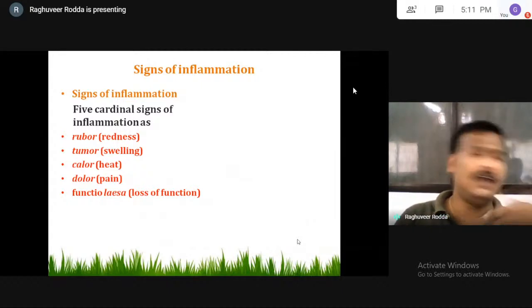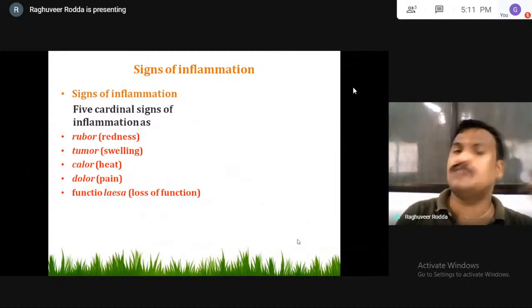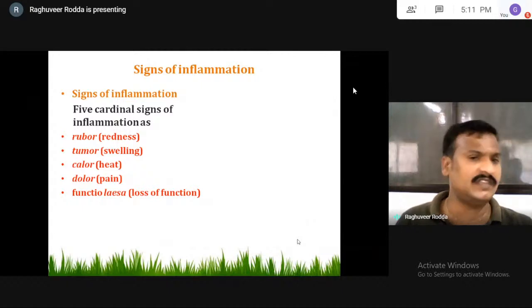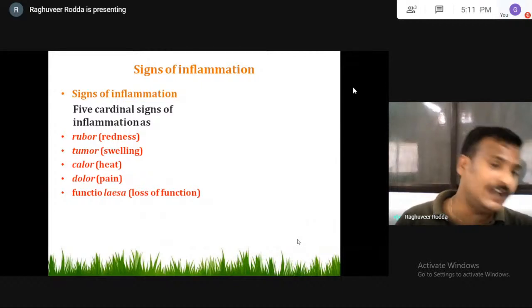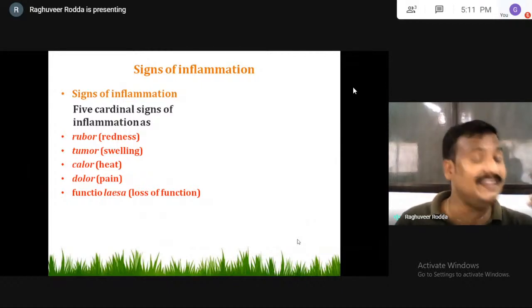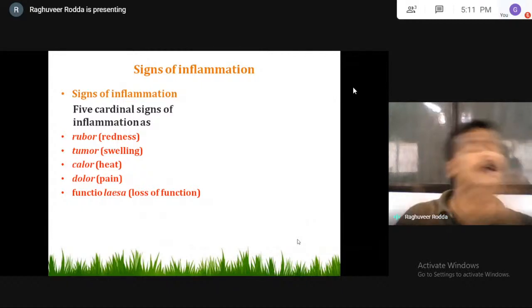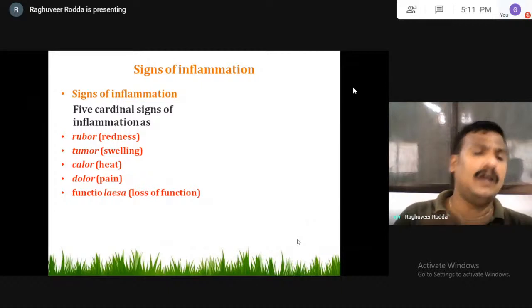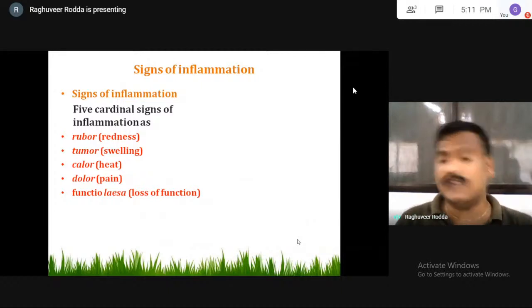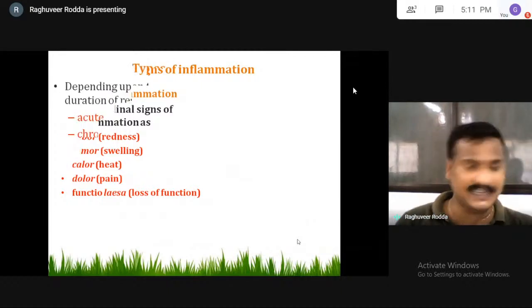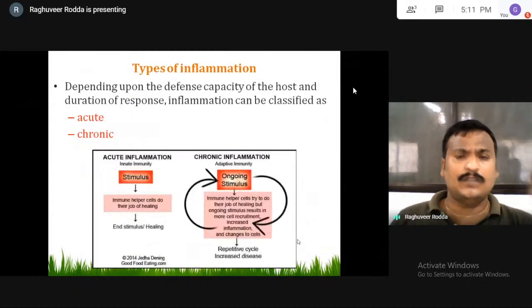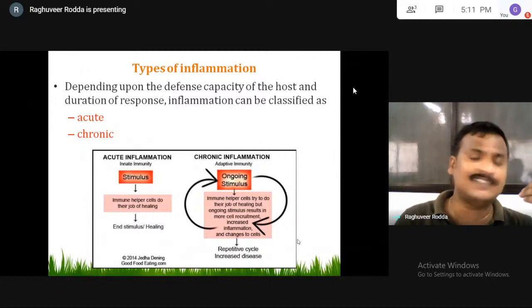It is not that during inflammation you can observe all these things. Sometimes redness may be present, sometimes not. There may be pain and heat, and sometimes no swelling, but pain is present in that affected area. So the presence of one, all, or any 2 or 3 together will definitely indicate an inflammatory condition.